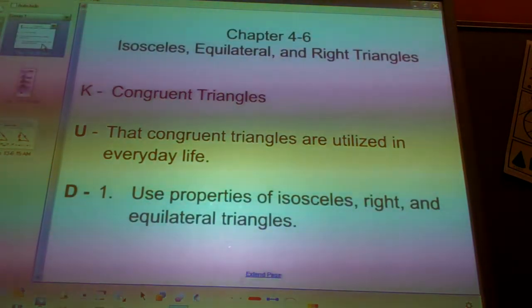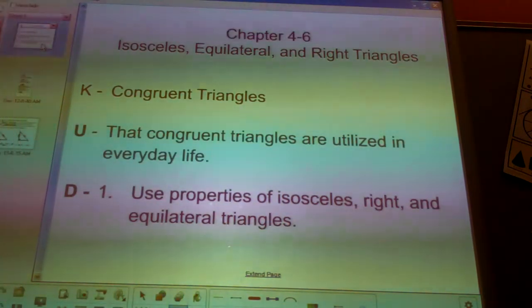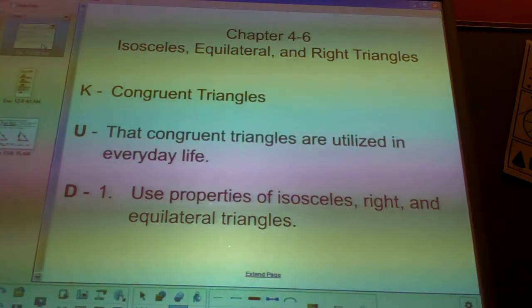All right, chapter 4:6 again deals with isosceles, equilateral, and right triangles. Please be sure you copied your notes.